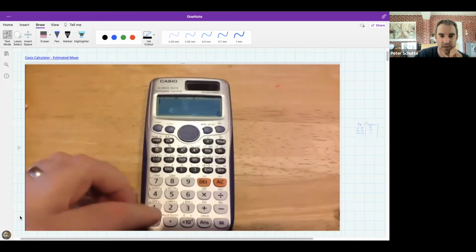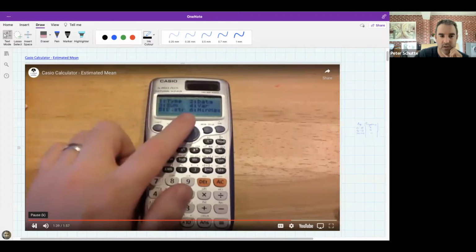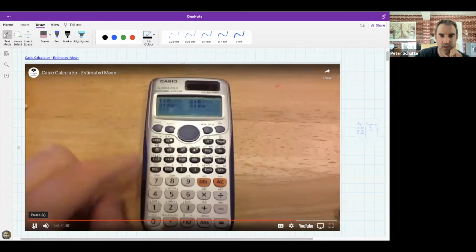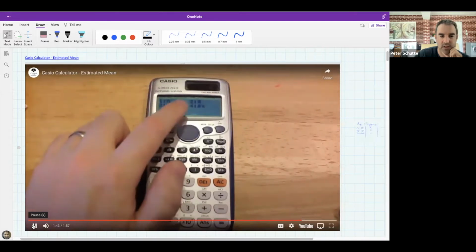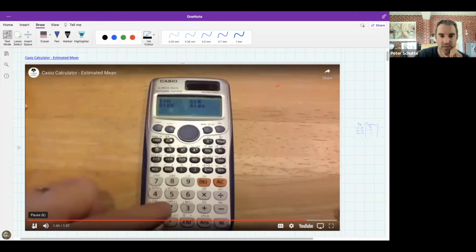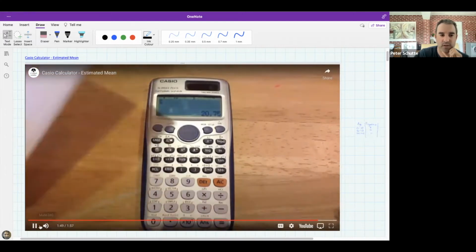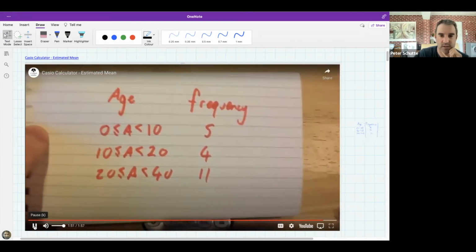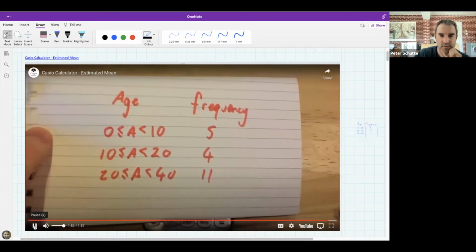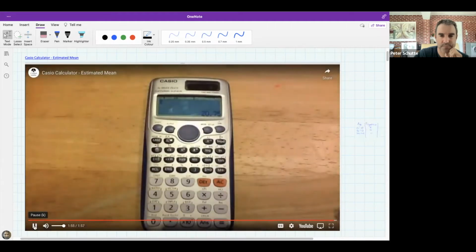So we're going to press shift and then stat. And we've got some options. Again, we choose number 4. And we want the mean. So the mean is number 2, which is the X bar. So number 2 equals, and we've been given our mean, which is 20.75. So the mean for this group frequency table is 20.75.